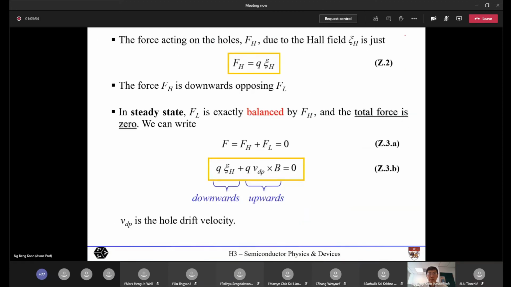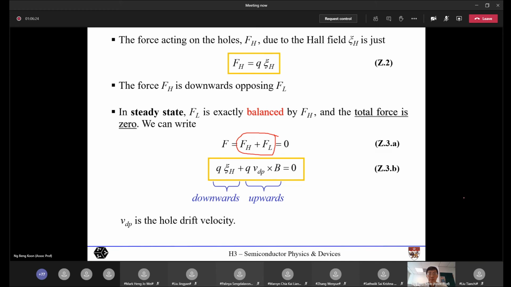So we have these two competing forces, the Lorentz force and the electric force. At steady state, the force acting on the hole will be balanced. That means the total force that the hole experiences will be equal to 0. So once it stabilizes, the holes just flow across directly without any subsequent sideways movement.